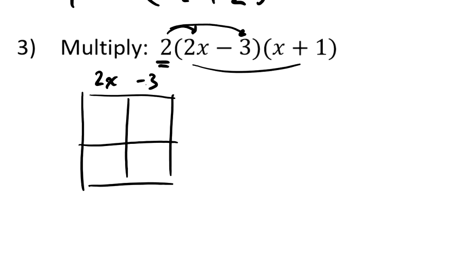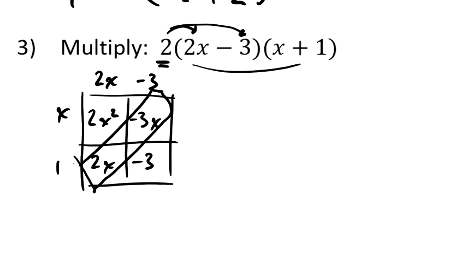So I'm multiplying 2x minus 3 times x plus 1. This is 2x squared. This is negative 3x. This is a positive 2x. And finally, this is negative 3. These are like terms, so I can combine them.